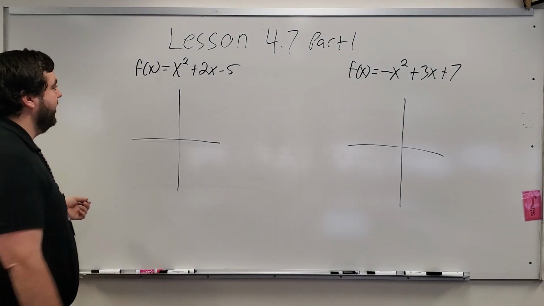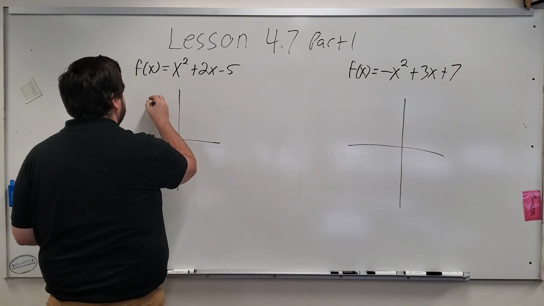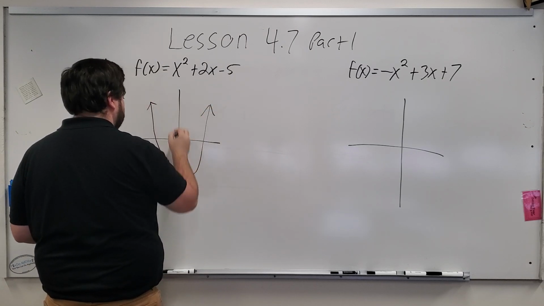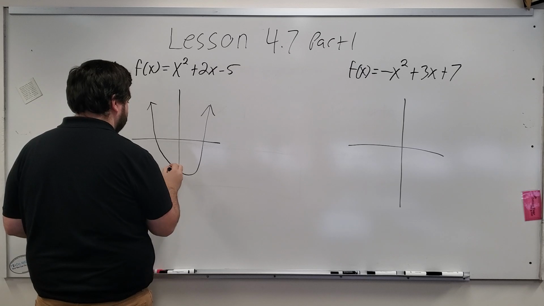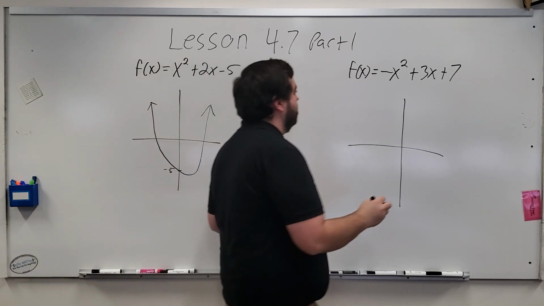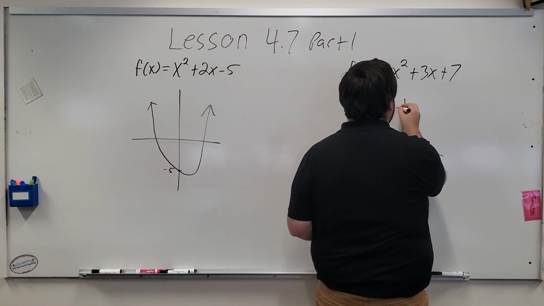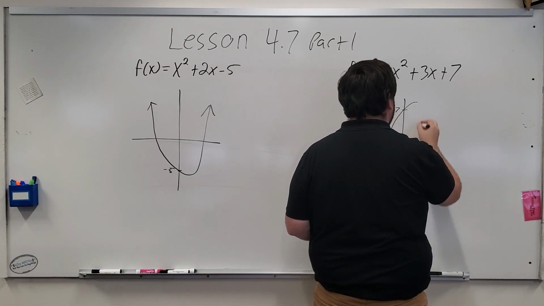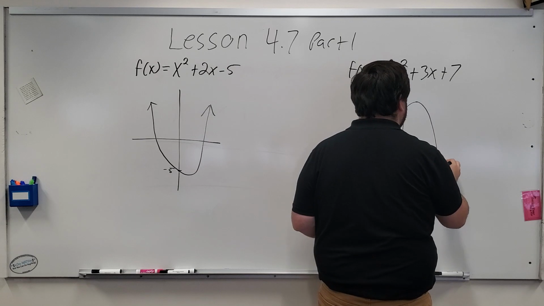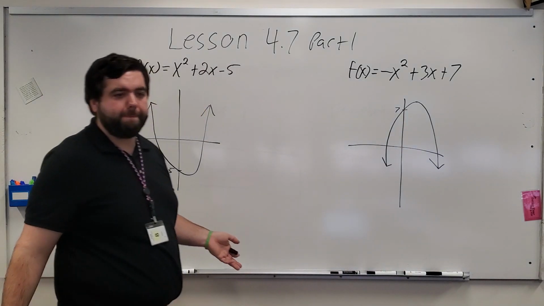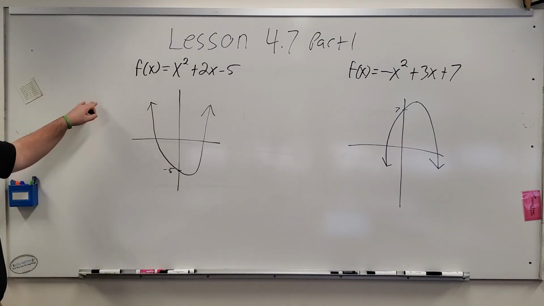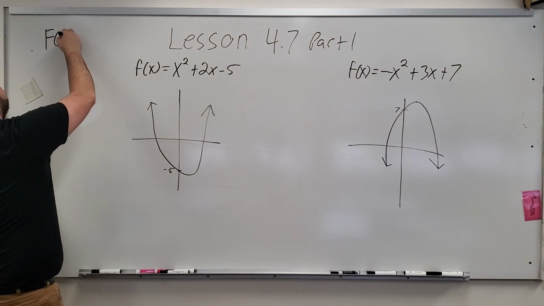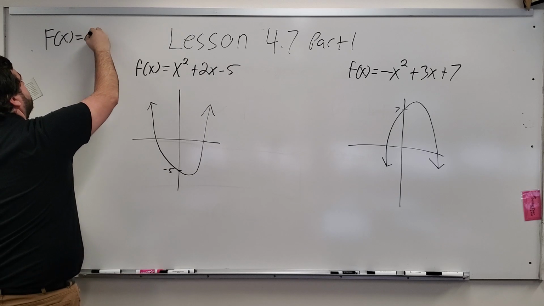So hopefully you took a guess, and hopefully you drew something that's looking kind of like this, right? With this point being -5. And over here, we have something looking like that. Okay? So, going back to our standard form, I'll write it here, and I'll try to keep it up for the rest of the video.